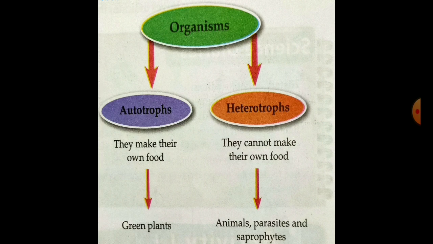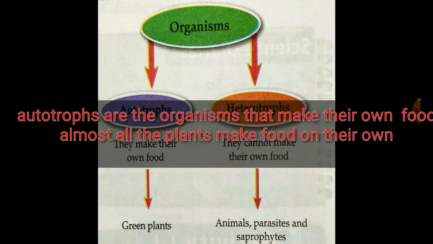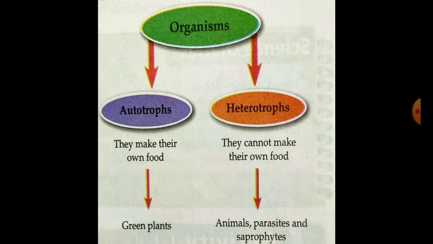According to this picture, here we have divided the organisms into two types. One is autotrophs and another is heterotrophs. Autotrophs are organisms which make their own food, and almost all green plants make their own food during the photosynthesis process. They are known as autotrophs. So the example of autotrophs is only and only green plants.